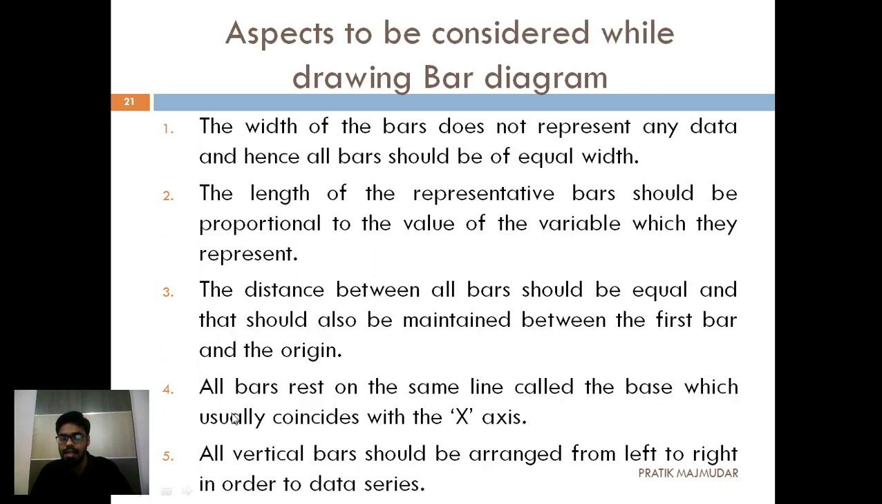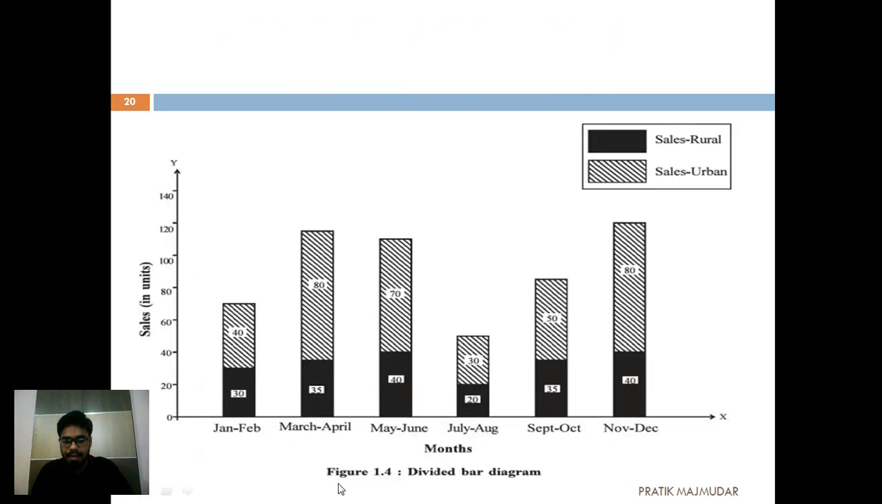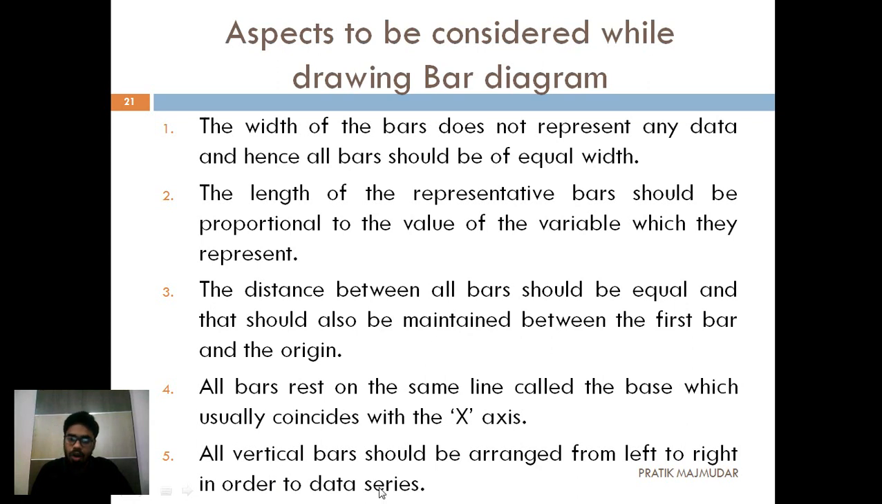Then the fourth one, that is all bars rest on the same line called the base, which usually coincides with the x-axis. When we are starting with the base, all the bases totally touch the bar diagram which is written on the x-axis. And the last one, all the vertical bars should be arranged from left to right in order to create the data series.